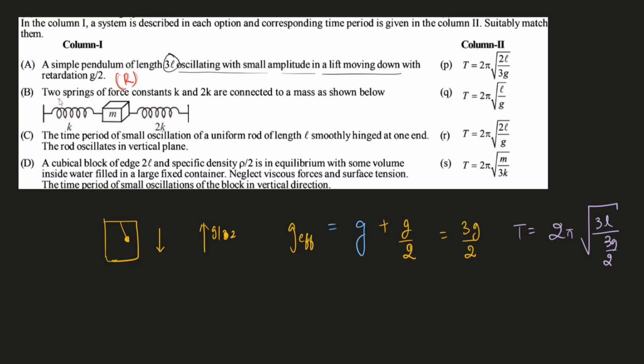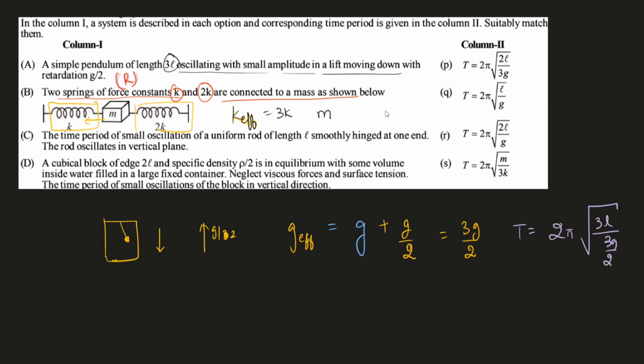The second one is two springs of force constants K and 2K are connected to a mass as shown below. So these two springs are connected in parallel. If you push one of these springs by a distance x, the other one automatically gets pulled by a distance x. So the effective spring constant in this case is equal to 3K. And the mass it is pulling is m.